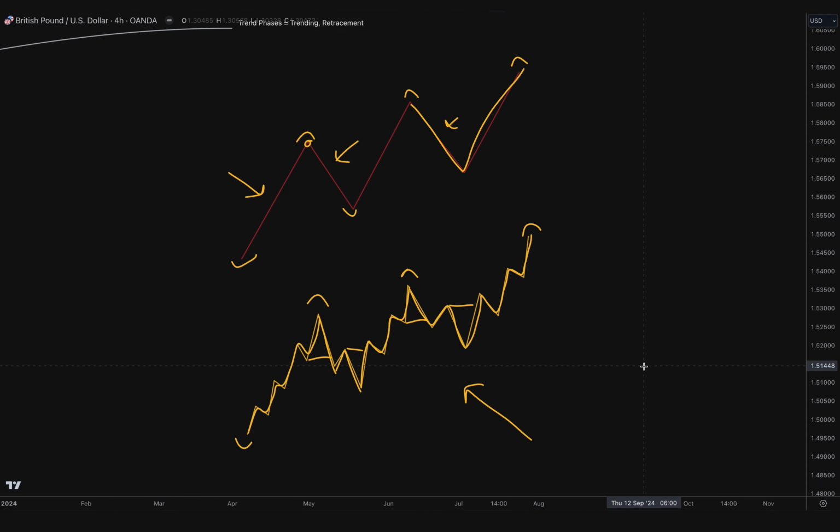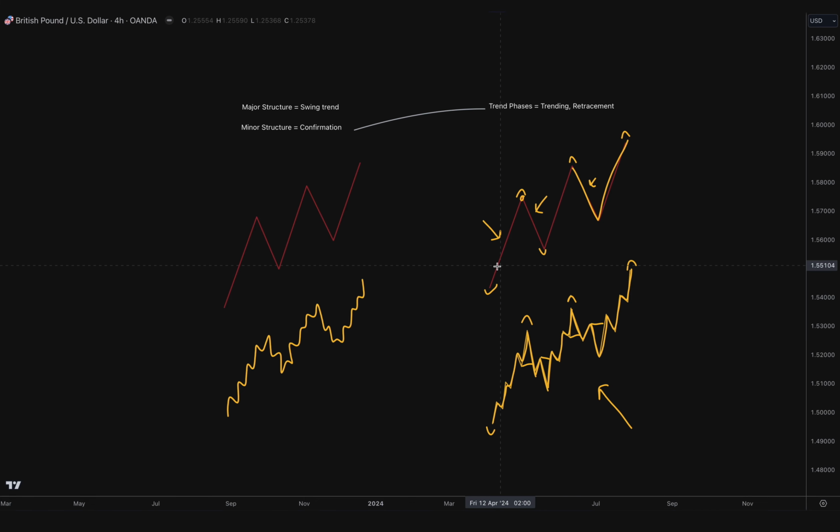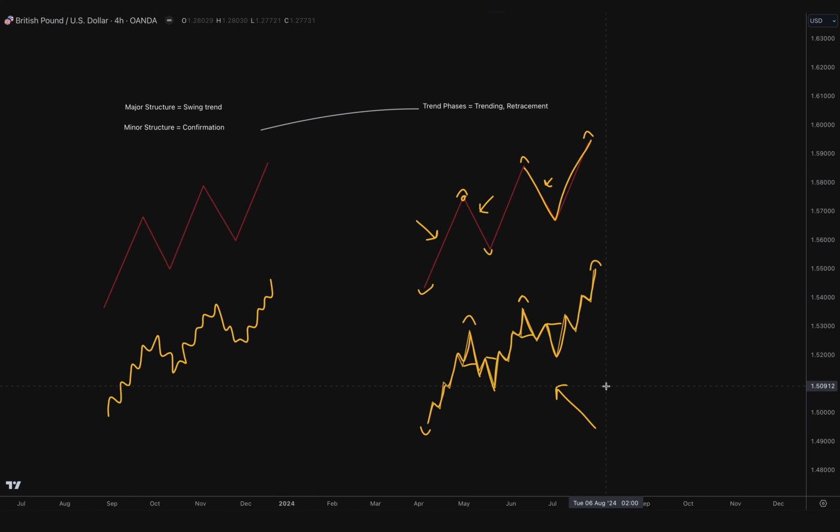So once again, just to make sure that it's all making sense, you have the swing trend, which is higher highs and higher lows, or lower lows and lower highs if you're in a bearish trend. Then you have minor structure, which essentially gives you confirmation of if you are going to have a retracement or you're going to be trading with the overall trend. And that's all there is.